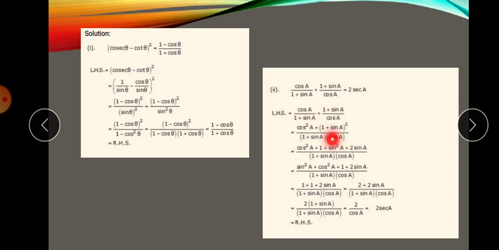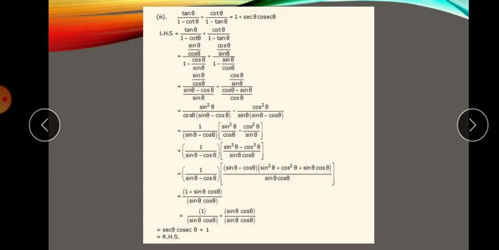And apply here A plus B whole square: A square plus B square plus 2AB. Cos square A plus sin square A is 1. Already 1 is there, then 1 plus 1 is 2. 2 is the common factor, take 2. 1 plus sin A in the numerator and 1 plus sin A in the denominator cancel. Then 2 by cos A, which is 2 secant A. So we got the RHS. Hence proved. Now this is a very important sum, the third sum. If you do it 3-4 times only, you will understand this sum.